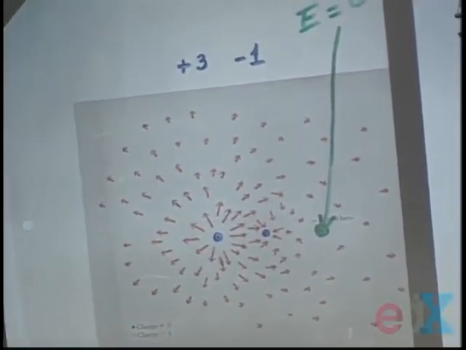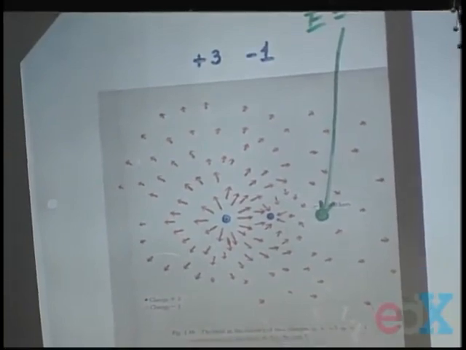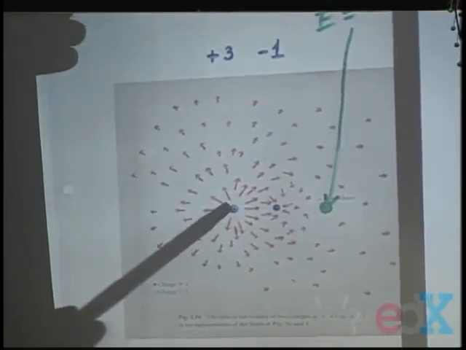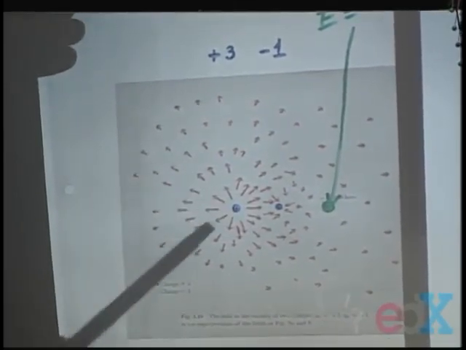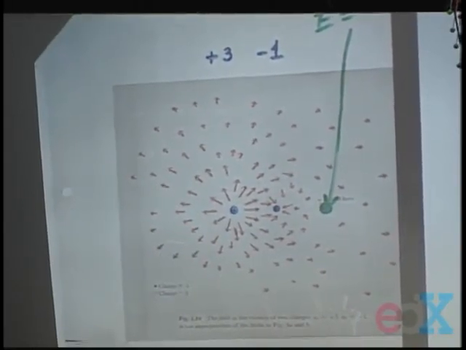First of all, the length of the arrows again indicates the strengths. It gives you a feeling for the strengths. It's not very quantitative, of course. And so let's first look at the +3, which is very powerful. You see that these arrows all go away from the +3, and when you're closer to the +3, they are stronger, which is a representation of the inverse R² field.